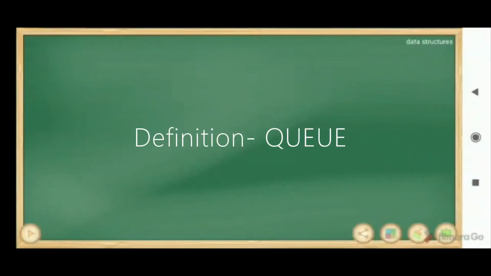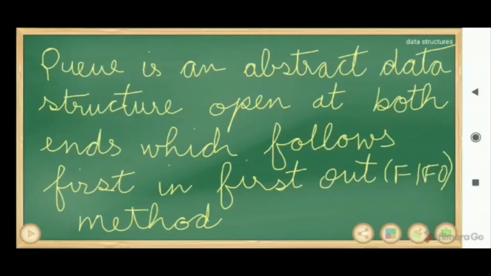In this video lecture, we are going to discuss one of the most important topics in data structures, and that is queue. So first off, we'll start with the definition. Queue is an abstract data type, means it is not present in the computer. It's not predefined, it is defined by the user itself, and it is open and accessible at both ends, and which follows the first in first out method.